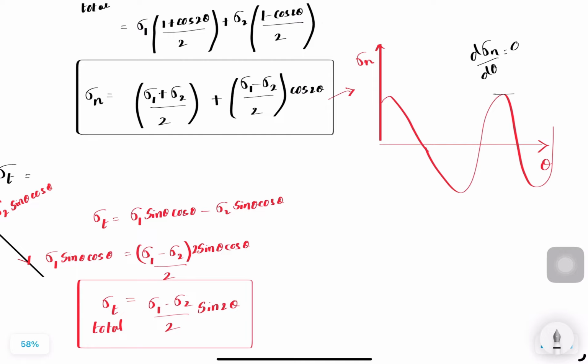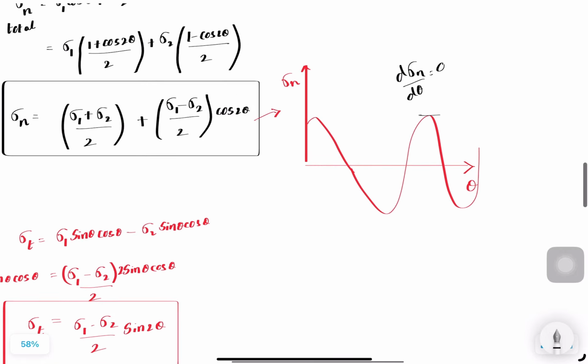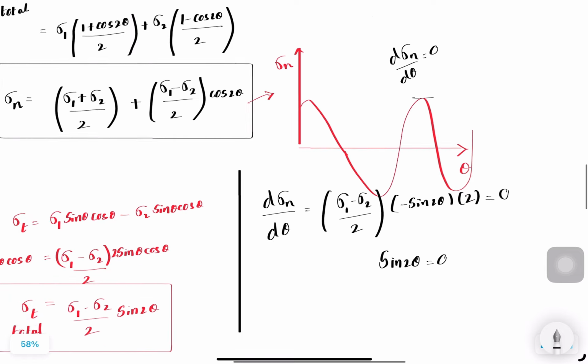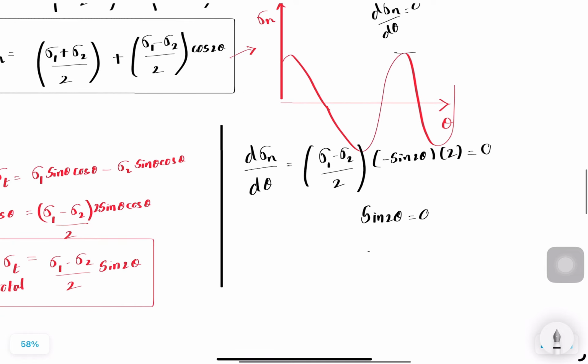If you just differentiate this equation, if you find d sigma n divided by d theta, you will be getting sigma 1 minus sigma 2 divided by 2. Cos 2 theta, if you differentiate, is minus sine 2 theta into 2, and that should be equal to 0. So this gives us sine 2 theta should be equal to 0.